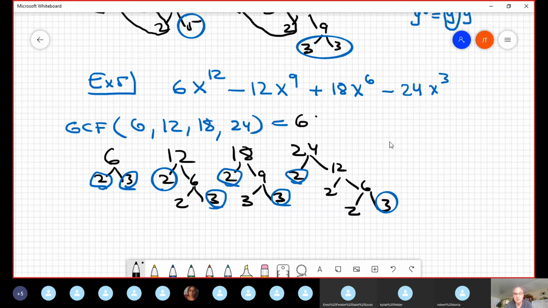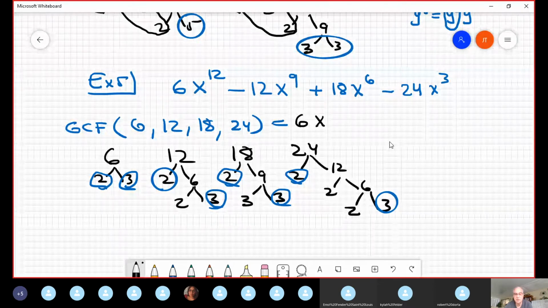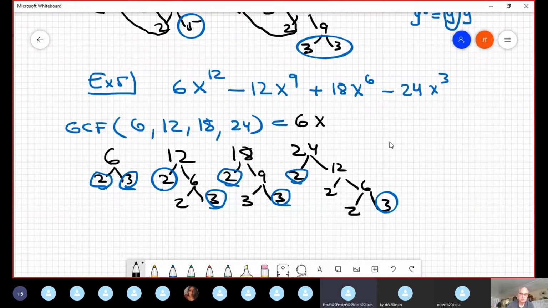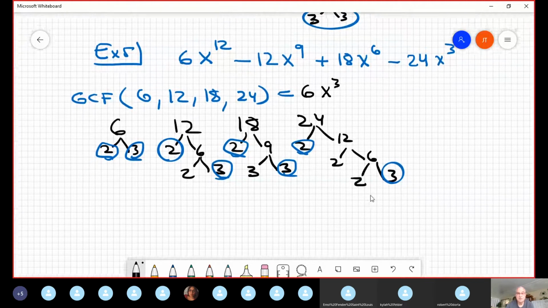And what about the variable? We have x or no? X is common in 12, 9, 6, and 3. How many x are common? 3. Very well. This is the greatest common factor. Okay, I did the first step.